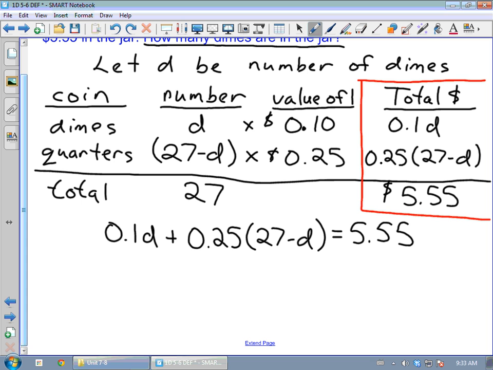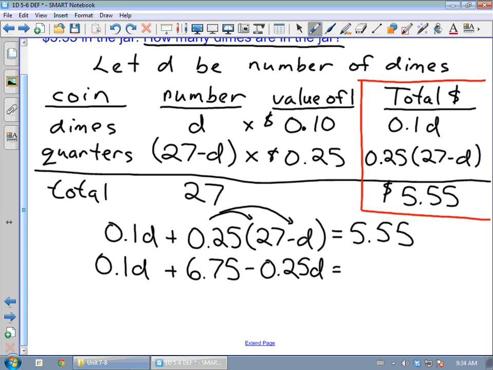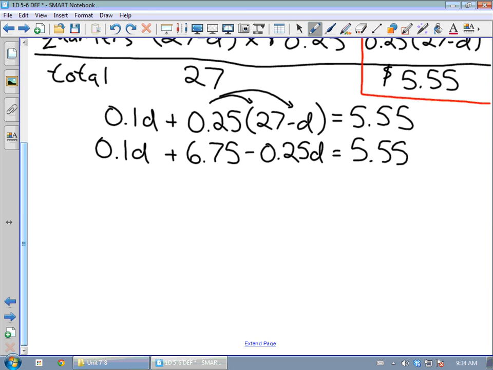Okay. So I see those brackets in there. When I see those brackets, I know what's the first thing I want to do. I want to get rid of those brackets by using the distributive property. So I'm going to multiply that times that, and that times that. I'm going to keep the 0.1 D out front. 0.25 times 27, punch this into my calculator, I get 6.75. 0.25 times minus D is minus 0.25 D. All of this is still equal to 5.55.